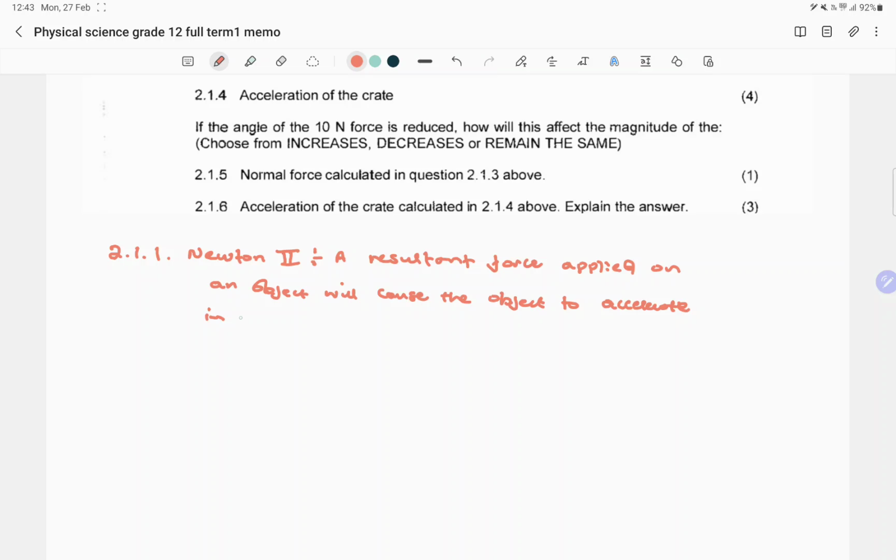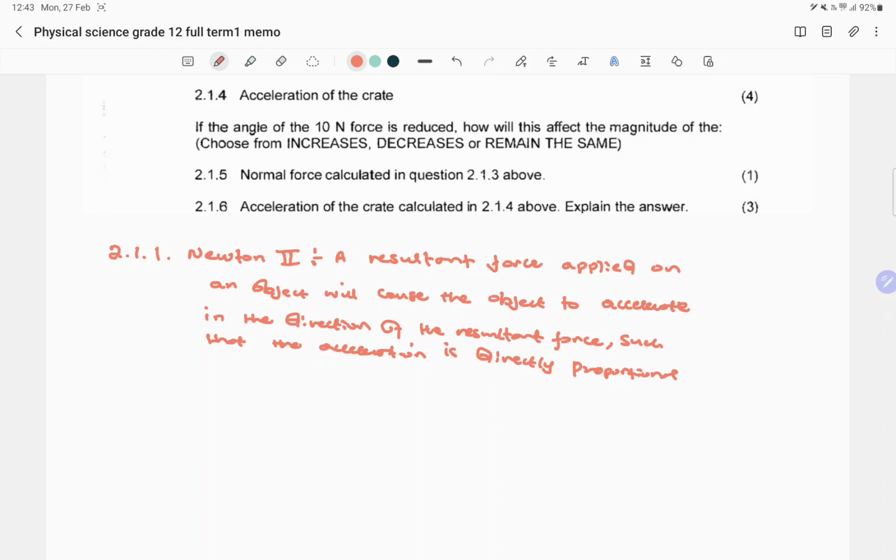To accelerate in the direction of the resultant force, such that the acceleration is directly proportional to the resultant force, and inversely.